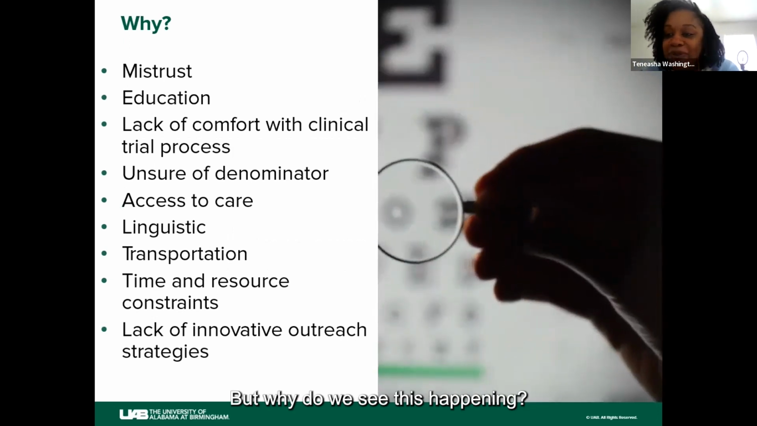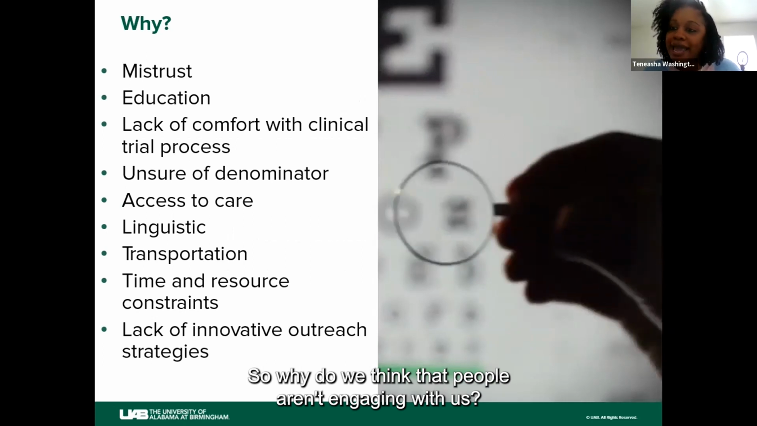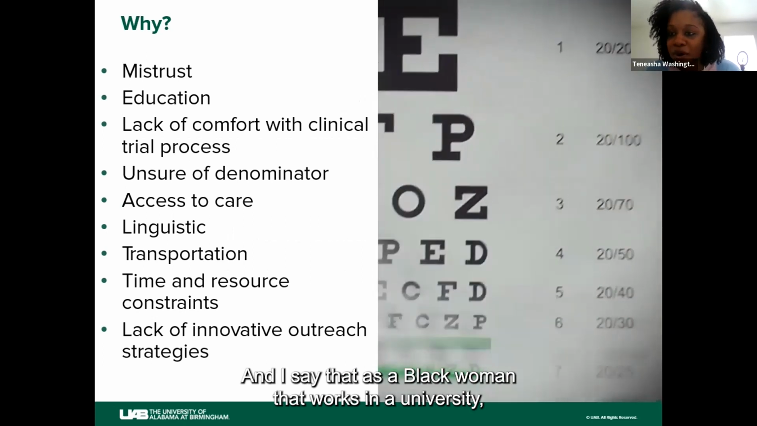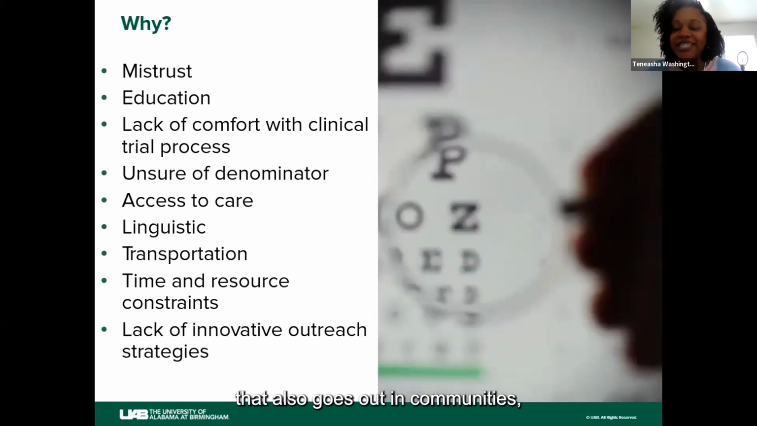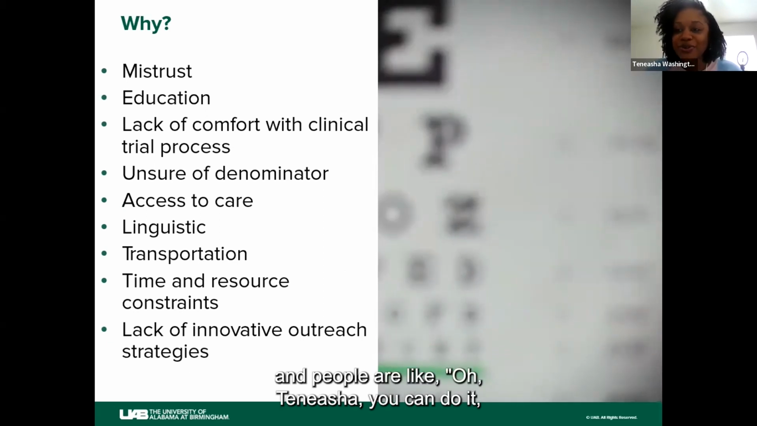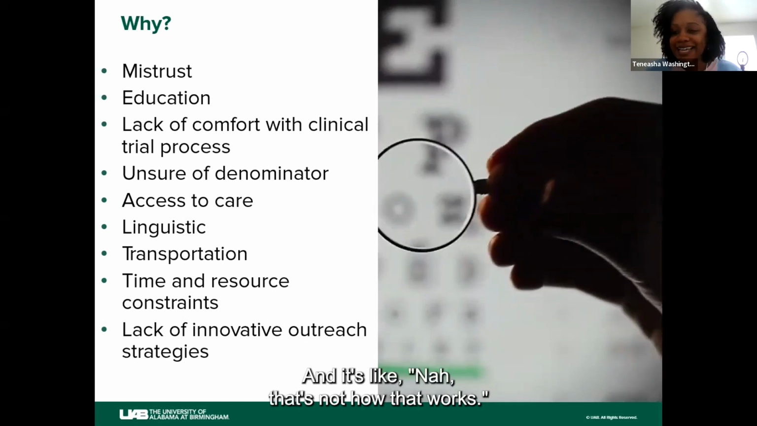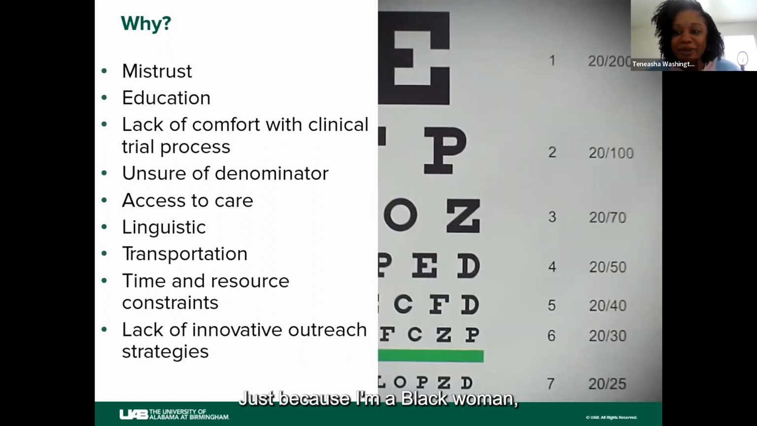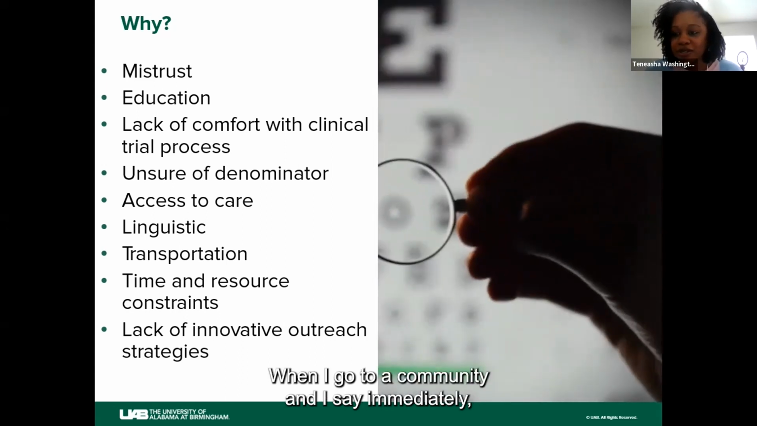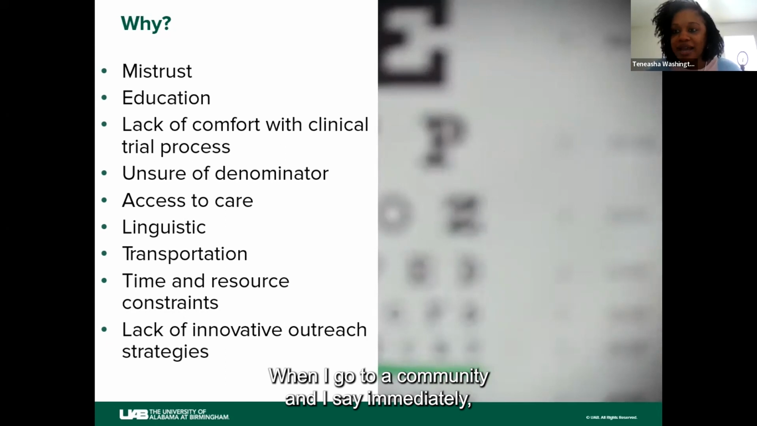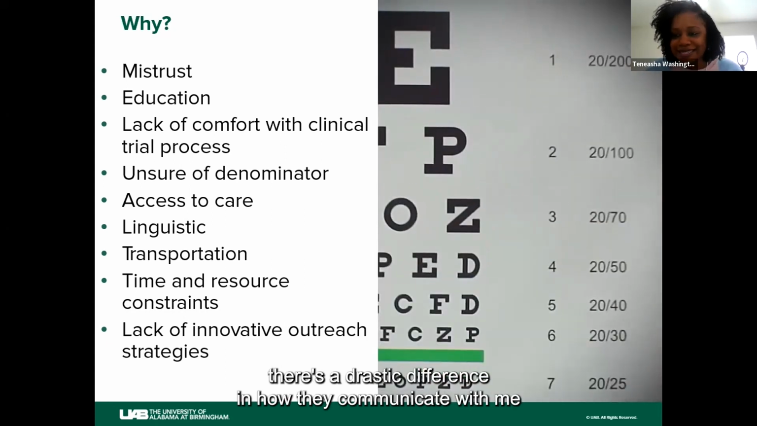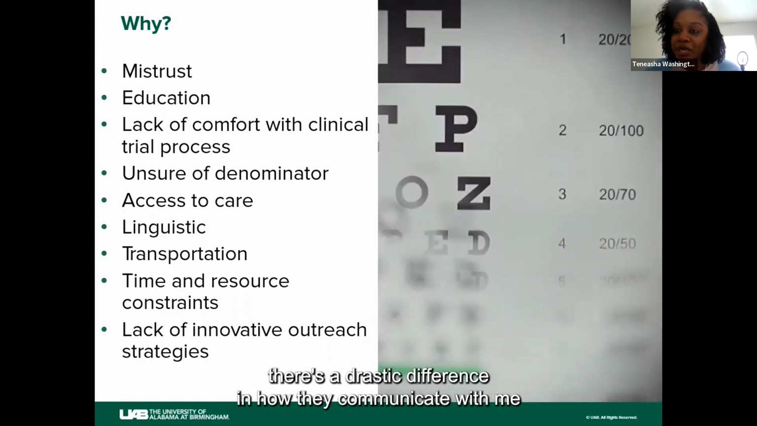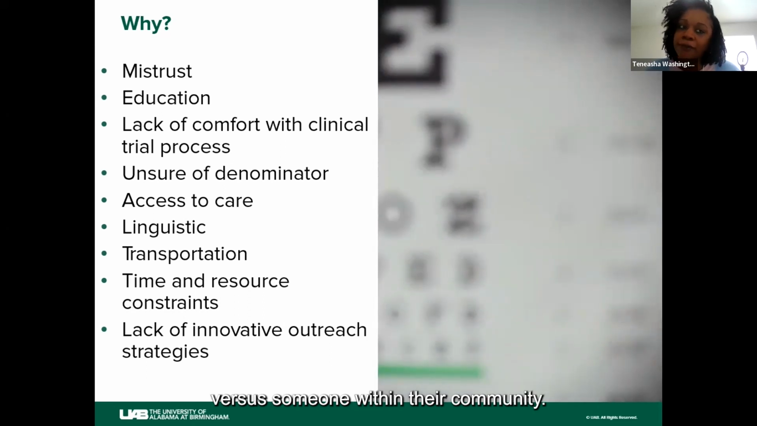But why do we see this happening? Why do we think people aren't engaging with us? I say that as a Black woman who works in a university and also goes out in communities, and people say, oh, Teneasha, you can do it, you can talk to them. And it's like, nah, that's not how that works. Just because I'm a Black woman with multiple degrees, when I go to a community and say immediately, I work for the University of Alabama at Birmingham, there's a drastic difference in how they communicate with me versus someone within their community.